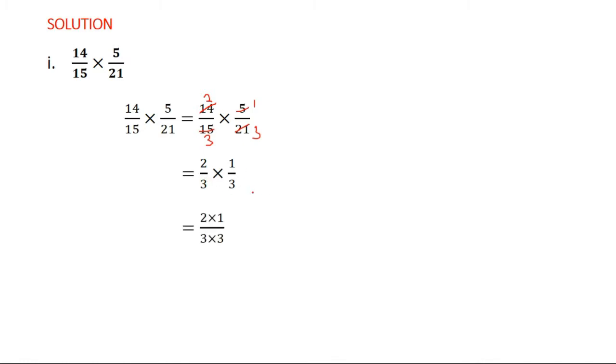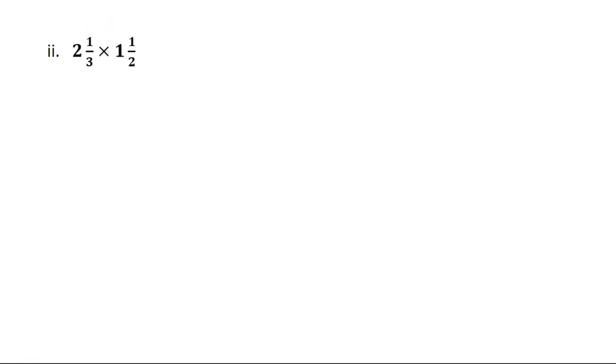Now when you have it in its simplest form, you multiply the numerator with the numerator. So 2 times 1. You divide that by the multiplication of the denominators. So 3 times 3. We know that 2 times 1 is 2. 3 times 3 is 9. Let's pick the next example.